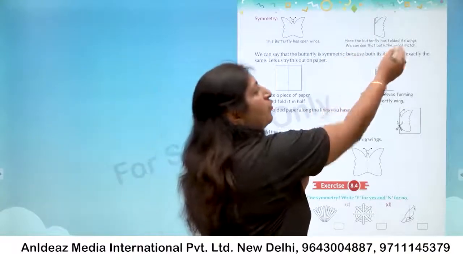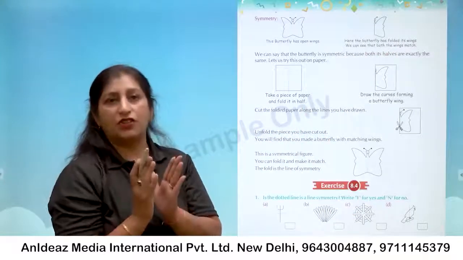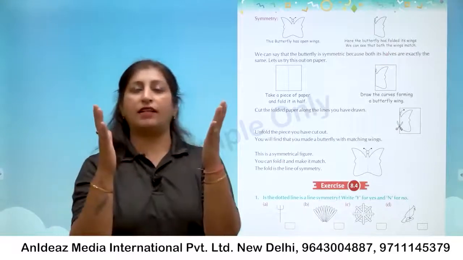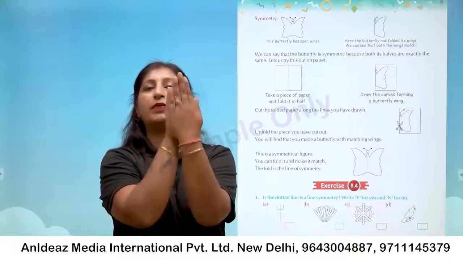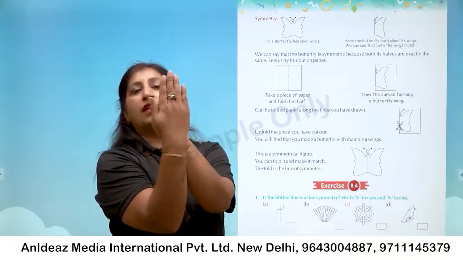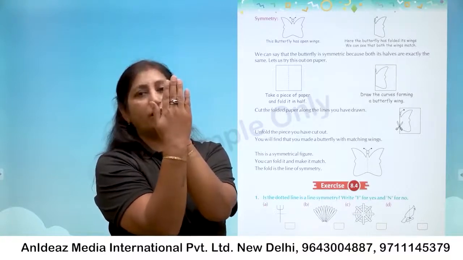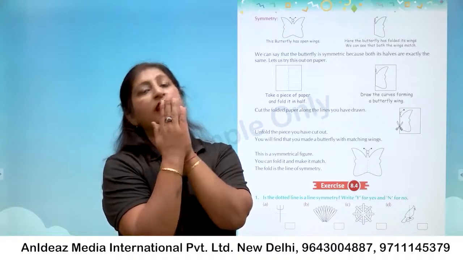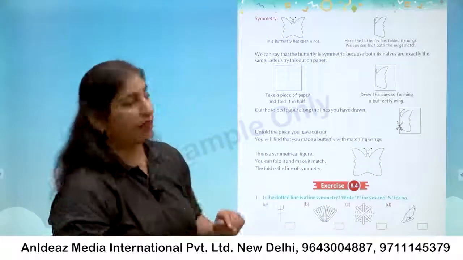Here the butterfly has folded its wings. We can see that both the wings are matching each other. They have covered each other completely. Suppose we are talking about our hands. If we cover them with each other, you can say that they are completely covering each other. You can see from this side and from this side also. It means they are mirror images of each other, they are identical. They can cover each other completely. So it means they are symmetrical.